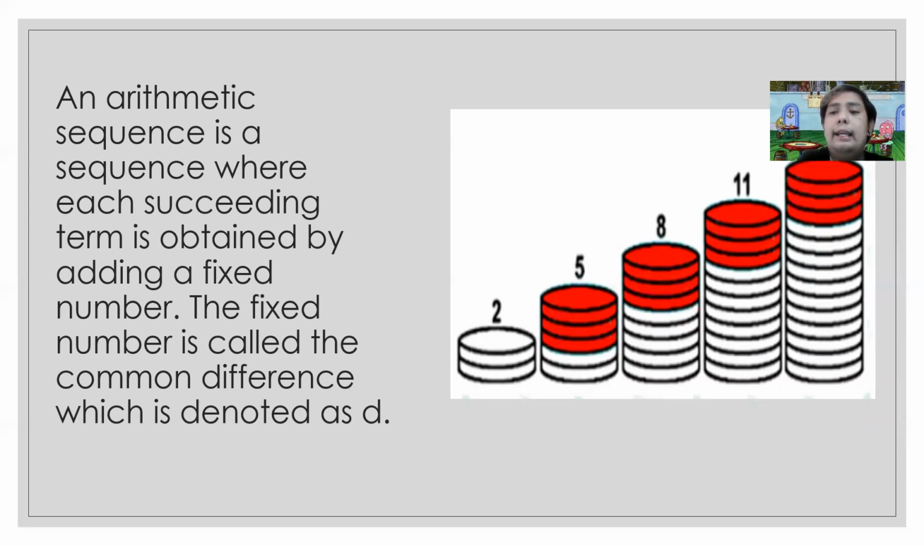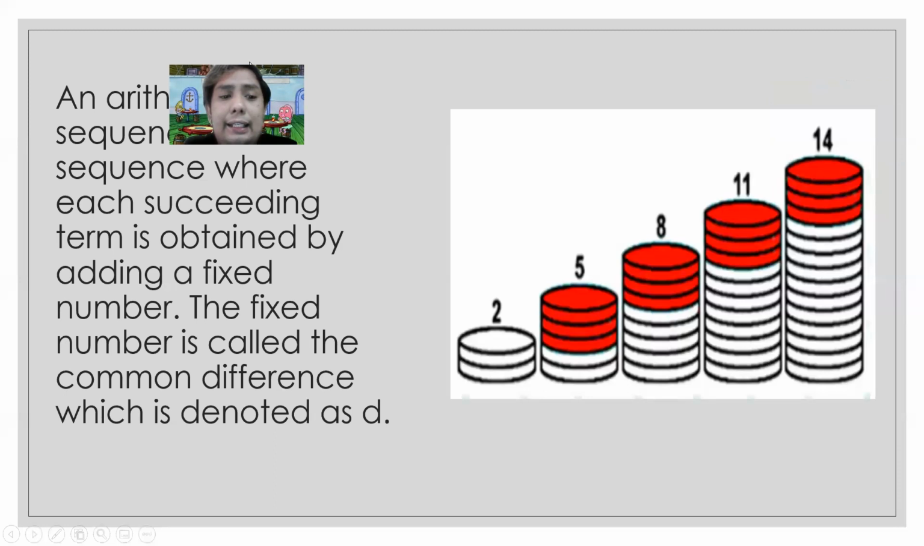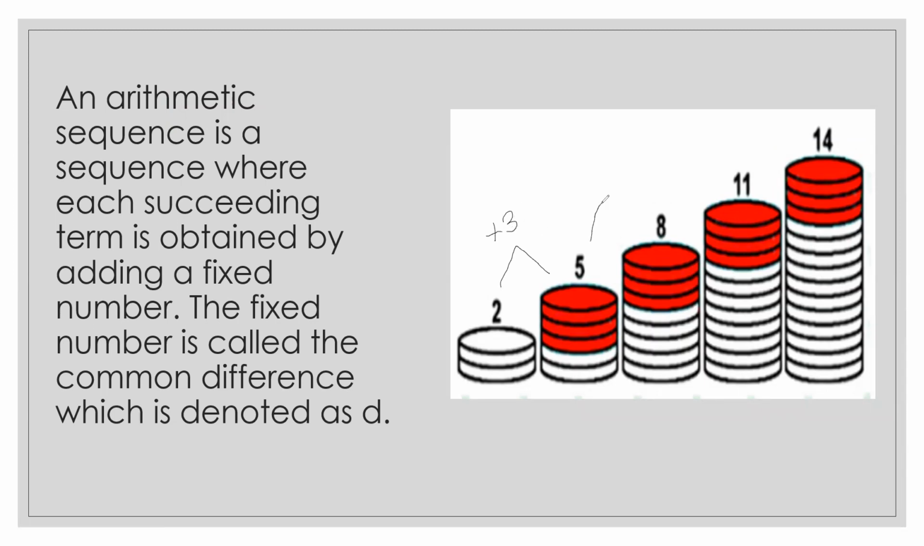Just like here in the given, we have 2, 5, 8, 11, and 14. Okay po, 2, 5, 8, 11, and 14. Kung mapapansin nyo, going to 5, ang 2 ay nadagdagan ng 3. We add 3. Okay po. Plus 3. And from 5 para maging 8, nag-plus 3 ulit tayo. 8 naging 11, nag-plus 3 tayo. At 11 to 14, nag-plus 3 tayo.